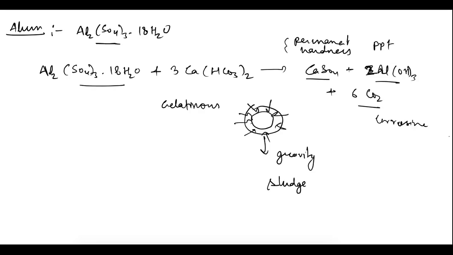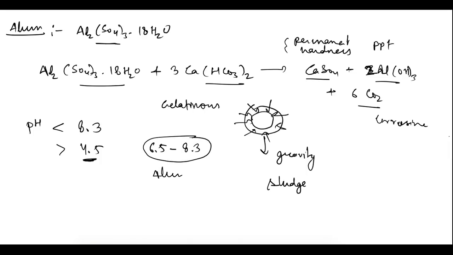Now here we can see that when alum is added, it is reacting with bicarbonate alkalinity. And if you remember from the alkalinity video, this bicarbonate alkalinity only exists if pH is less than 8.3 and greater than 4.5. But 4.5 is not a suitable pH for drinking water. So the pH has to be between 6.5 and 8.3 if we want to use alum as a coagulant. Otherwise it is ineffective. If this bicarbonate alkalinity is not present, then alum will not work properly.